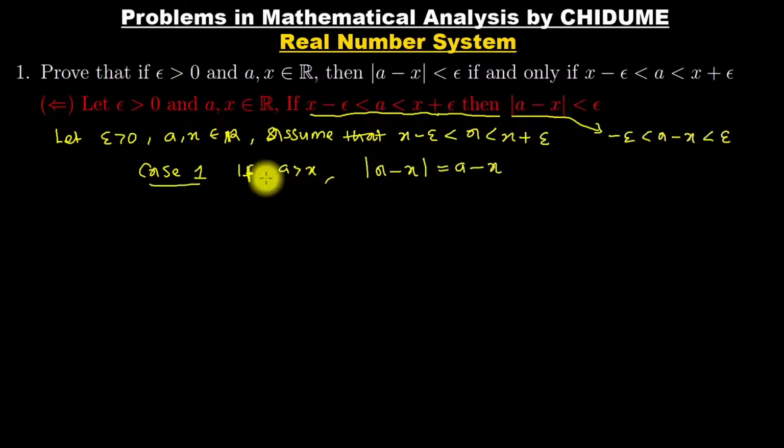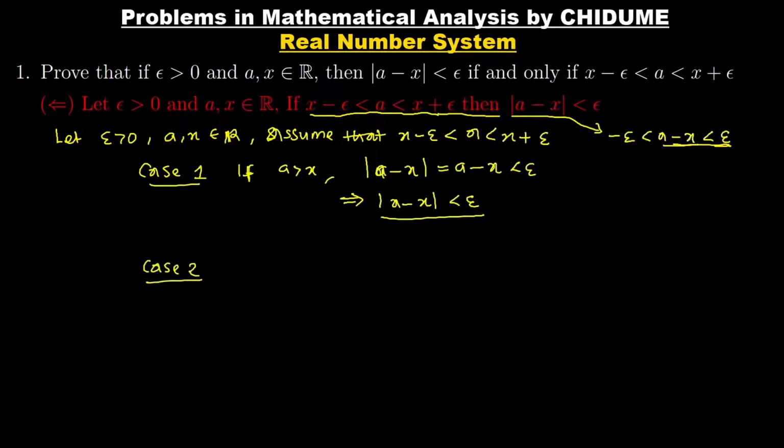Now let's come back to this proof. If a is greater than x, the absolute value of a minus x is going to be a minus x. And from here, a minus x is less than epsilon. It follows directly from here. And now we can conclude that the absolute value of a minus x is less than epsilon. We are done.